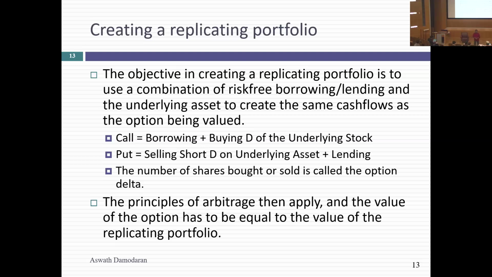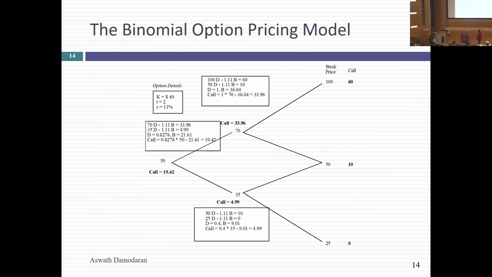In a binomial model, a stock can jump to only one of two points. So it's very limiting. So let's suppose you have a stock that's trading at 50, it can either go to 70 or it can go to 35. If it goes to 70, in the next stage, it can go to 100 or 50. If it goes to 35, it can jump to 50 or 25. So at t equal to 2, the second time period, this stock can be at one of three prices, 100, 50, or 25. I give you a call option on this stock with a strike price of 40, which expires at t equal to 2.